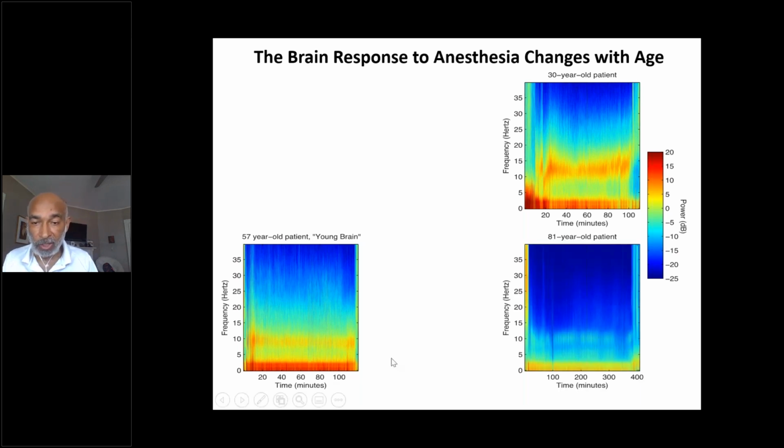Now here's the same thing in a woman who's 81 years of age. You can see her alpha oscillations here. You can see her slow delta oscillations. They're much weaker, and this is very typical with aging. That is, the oscillations get to be much, much weaker.